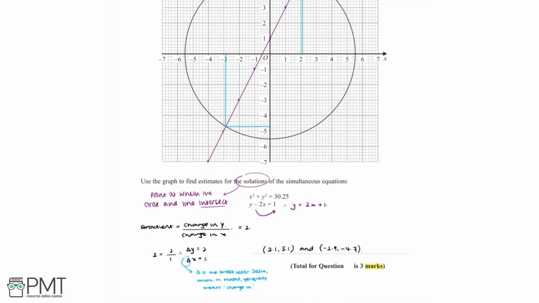Now this question is worth 3 marks. We get the first mark for correctly plotting the line y equals 2x plus 1. We get the second mark for finding the solution of the first point of intersection, which has the coordinates 2.1, 5.1. And we get the third mark for finding the second and final solution, which has coordinates minus 2.9, minus 4.7. Allowing us to get the full 3 marks needed in this question.